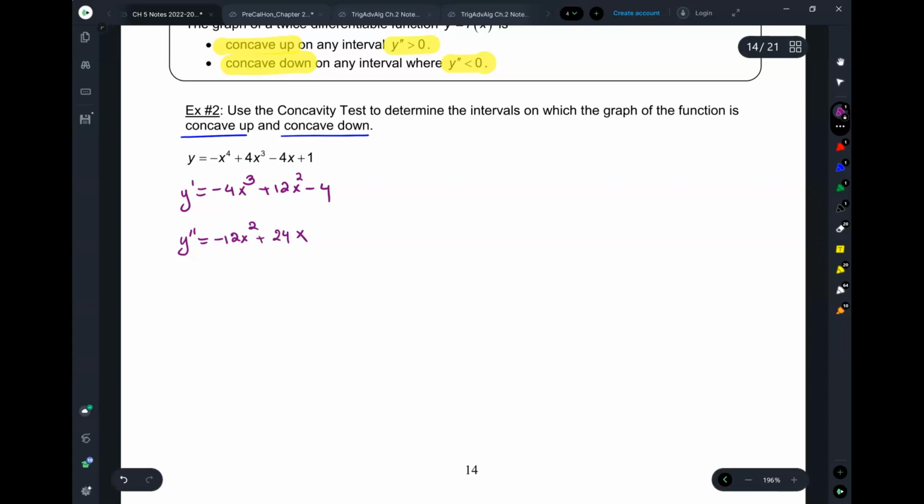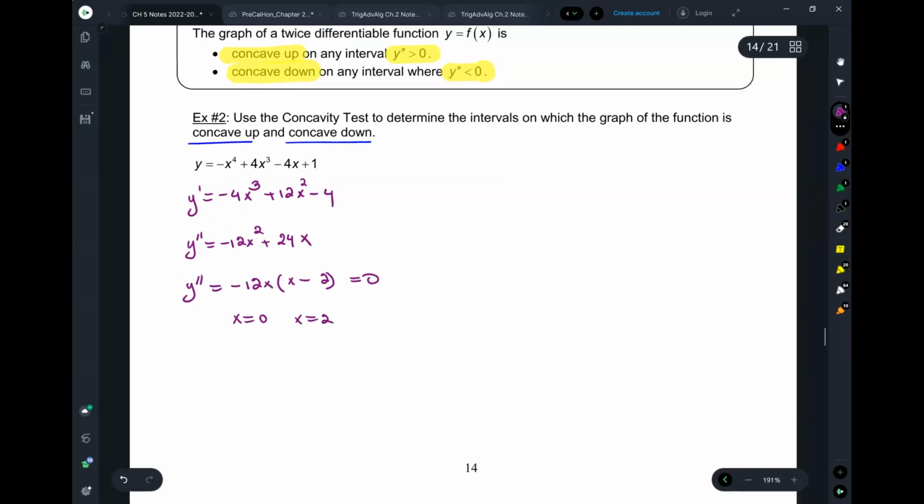Okay, so now we're going to set this equal to 0. So let's factor out a negative 12x, and then we get x minus 2, and we're going to set it equal to 0. So x is equal to 0, x is equal to 2.